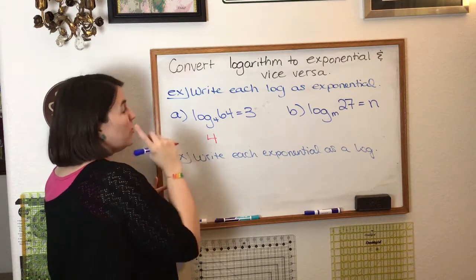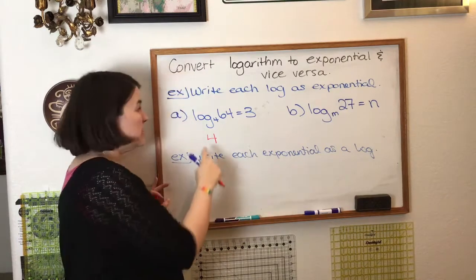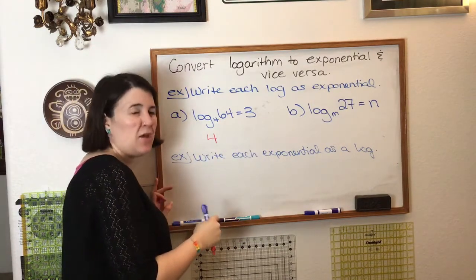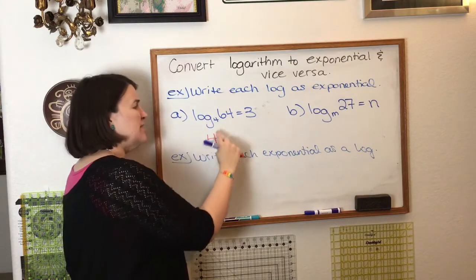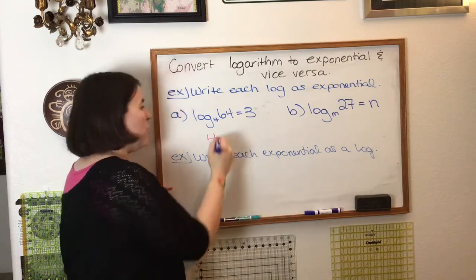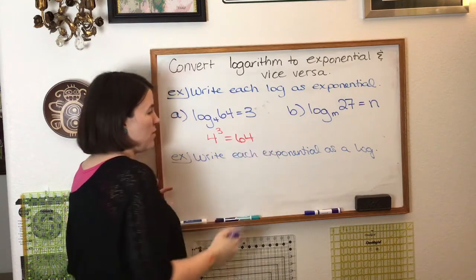Now, I always remember log is equal to the power, and it doesn't really make sense: 4 to the 64th power would be way too big to be 3. So if I know 4 is the base, I really have to stop and think, does it make sense to take it to the 64th power, or does it make more sense to take it to the third power? So I would say 4 to the third power is 64.